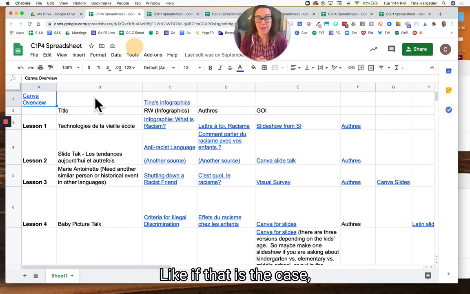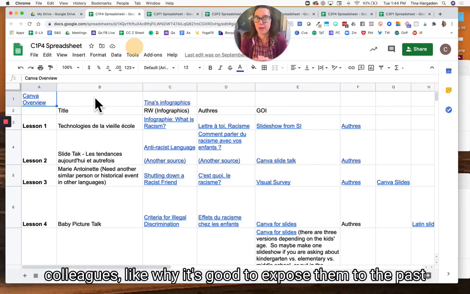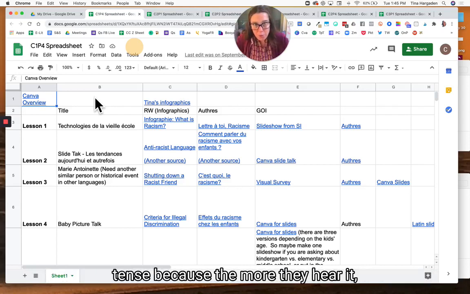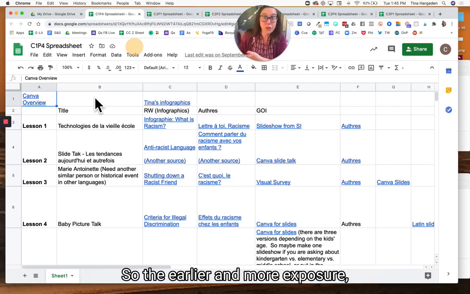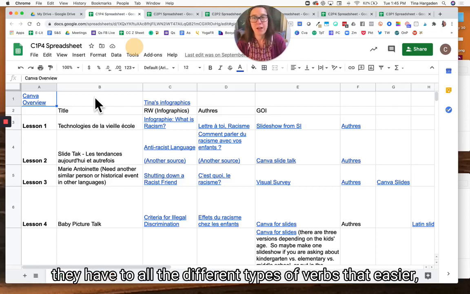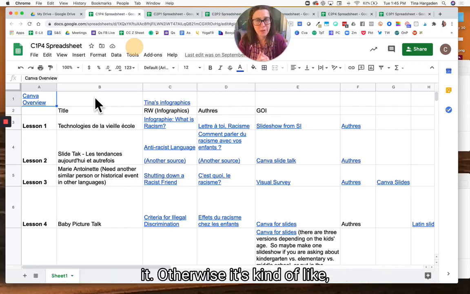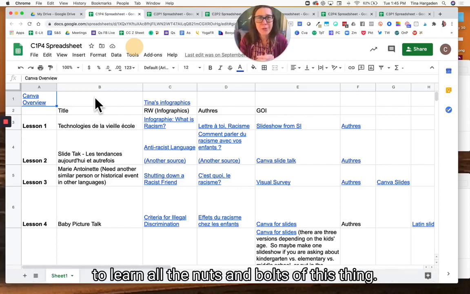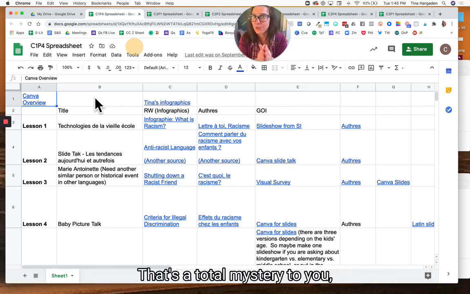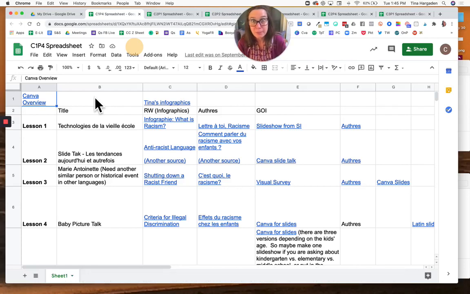If that is the case, you might want to rethink that agreement or explain to your colleagues why it's good to expose them to the past tense, because the more they hear it, the easier it's going to be when they actually need to study it. So the earlier and more exposure they have to all the different types of verbs, the easier it will be eventually when their conscious mind needs to learn it. Otherwise, it's kind of like, hey, let's learn this thing that you've never heard before. Time to learn all the nuts and bolts of this thing that's a total mystery to you, but we'll start from scratch. So you might have that conversation with them.